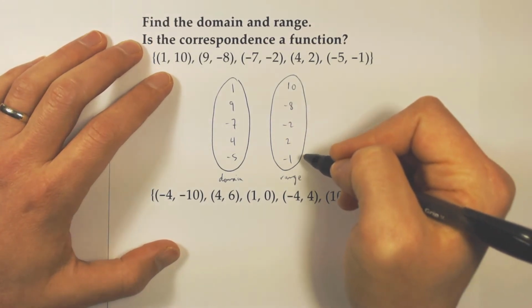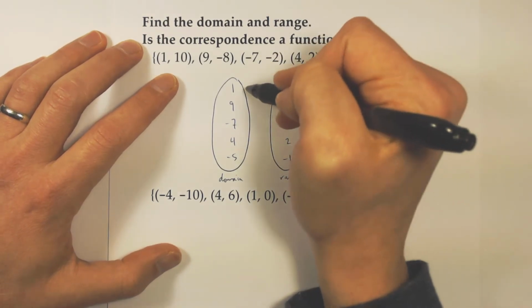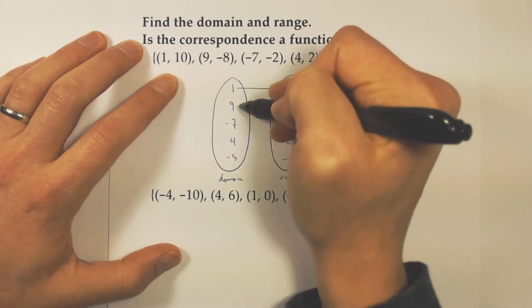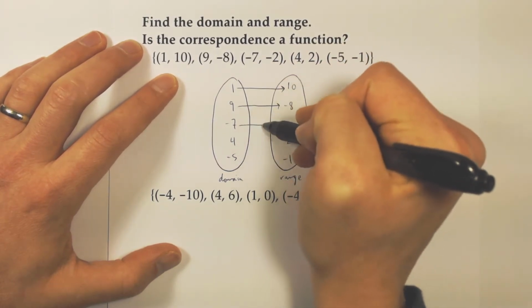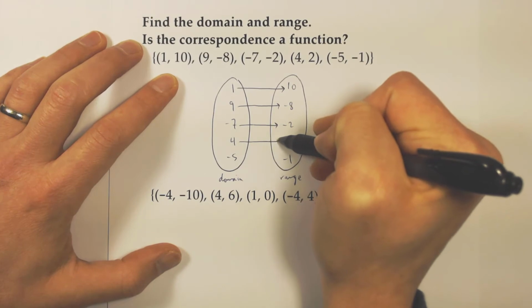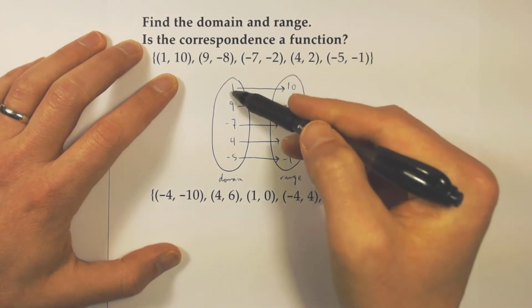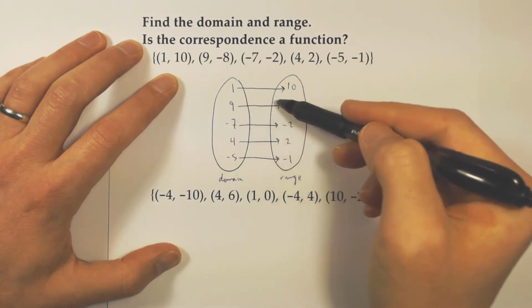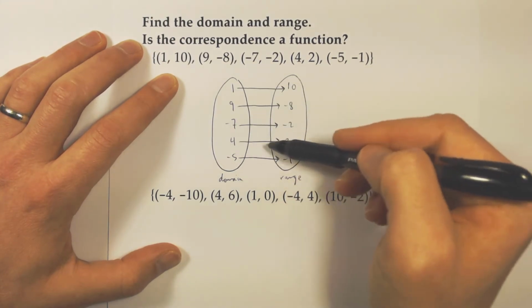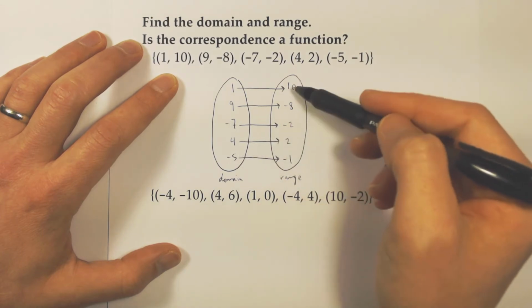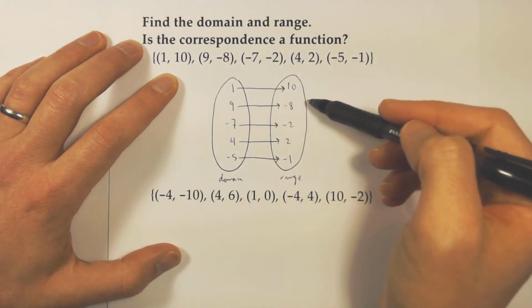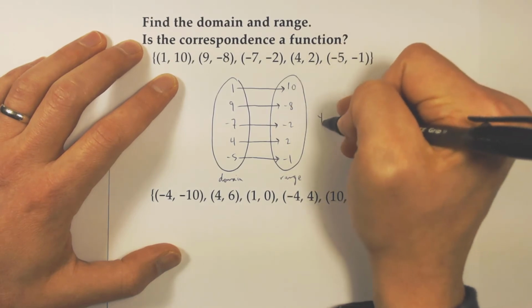Now remember what a function means. It means that each input, each element from the domain goes to exactly one thing in the range. I especially like this way of drawing the function because I can see very clearly from these arrows that this is a function. 1 is going to one thing, 9 is going to one thing, -7 to one thing, right? Each of these only has one arrow going to something else. Okay, so this is a function.